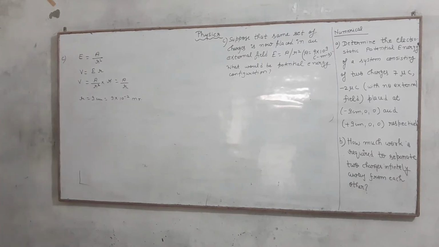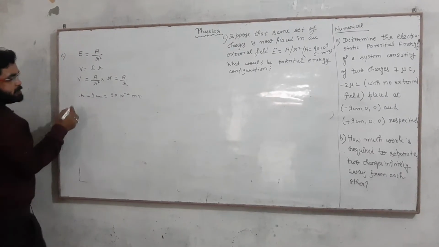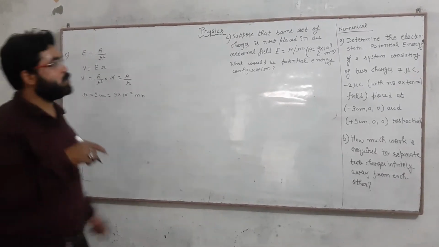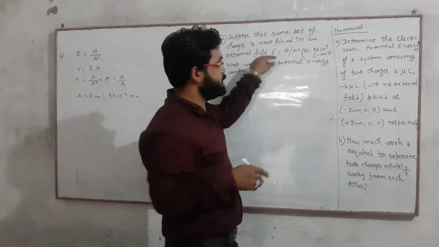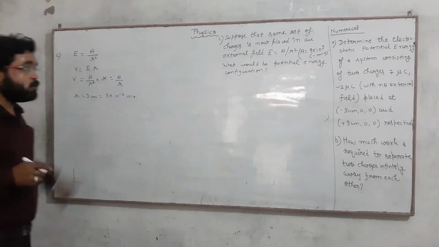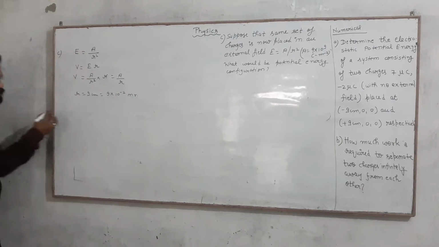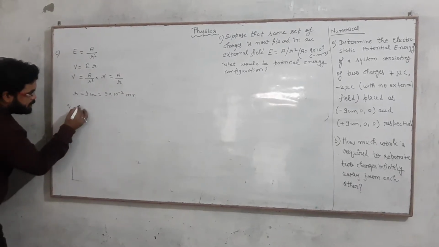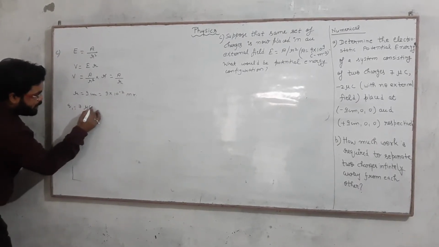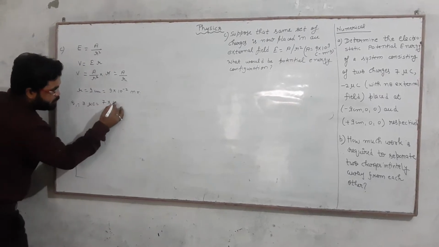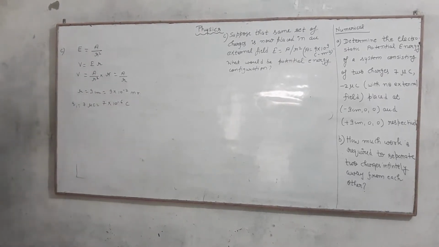So in that case, we have two charges, right? We have two charges because the same set of charges is placed into this. So one is 7 microcoulomb and the second is minus 2 microcoulomb. So first is Q1, that is 7 microcoulomb. It means 7 into 10 to the power minus 6 coulomb. Fine.